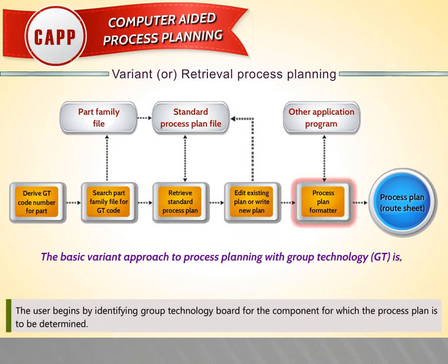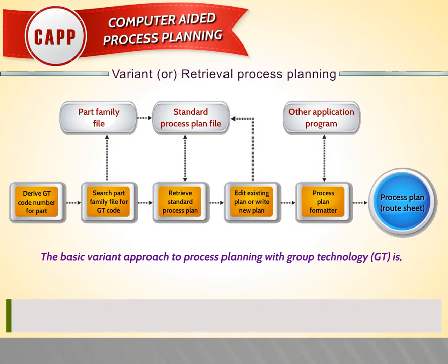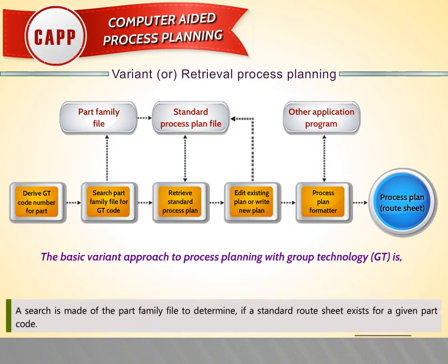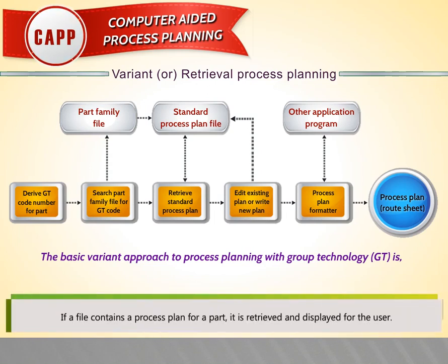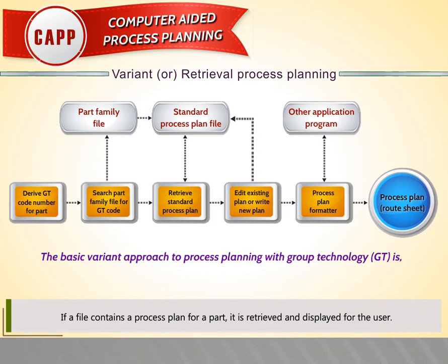The user begins by identifying the group technology code for the component for which the process plan is to be determined. A search is made of the part family file to determine if a standard route sheet exists for a given part code. If the file contains a process plan for a part, it is retrieved and displayed for the user.